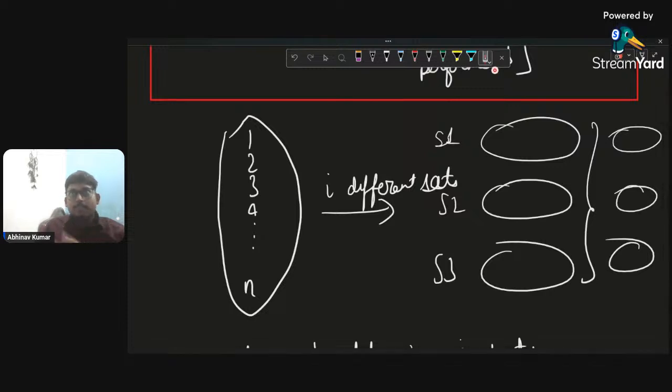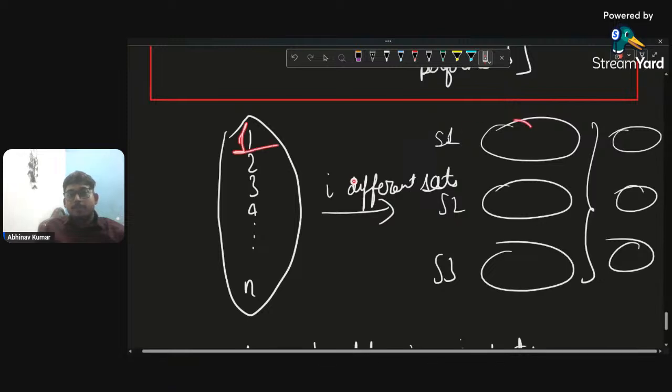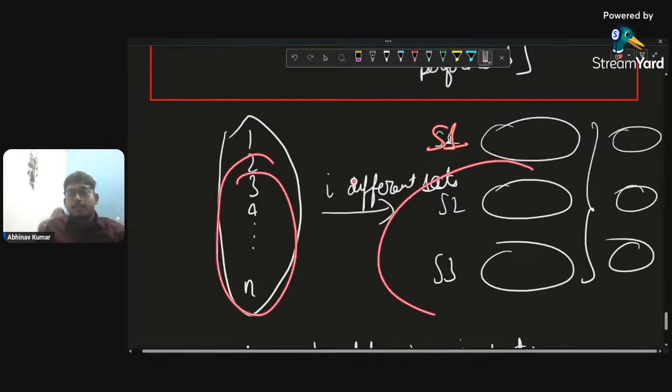Another thing is that all the sets should be non-empty. So if we assign the first person to set number 1, that means I don't need any more people to come in this set. It can also happen that if the first person is assigned to set number 1, the remaining n minus 1 people can be assigned to I minus 1 sets.